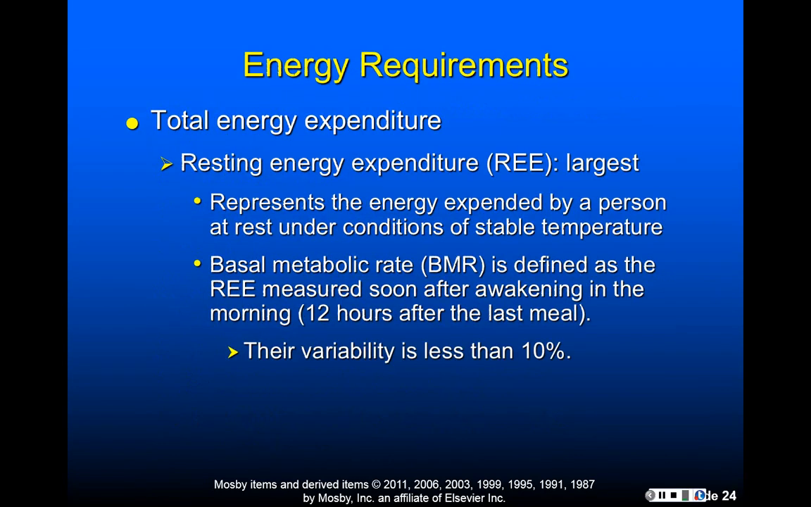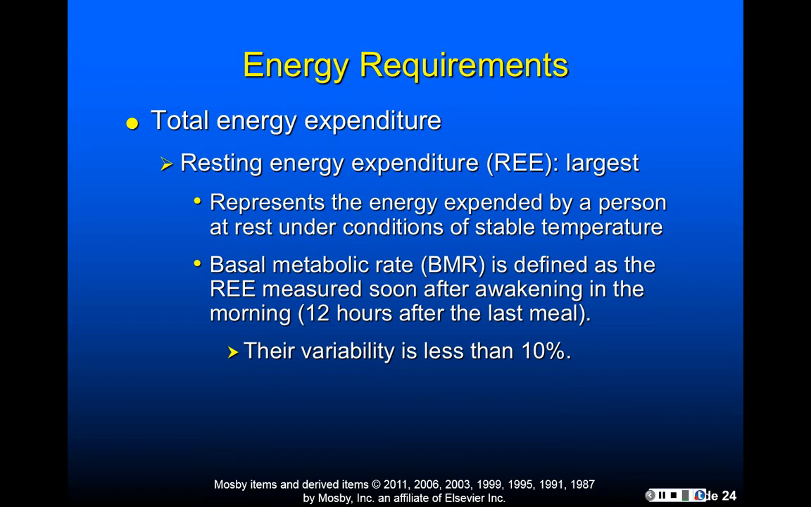A day's total energy expenditure includes the energy used at rest, during physical activity, and as a result of thermogenesis, which is the metabolic response to food intake. Resting energy expenditure represents the energy expended by a person at rest under stable temperature conditions and contributes the largest portion of total energy expenditure by the body.